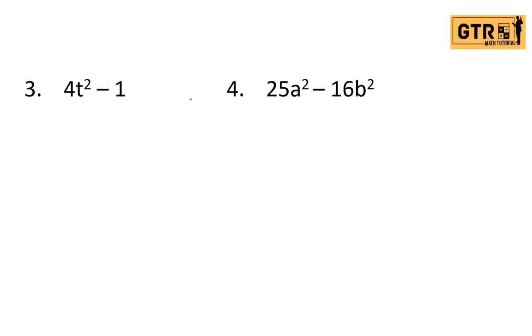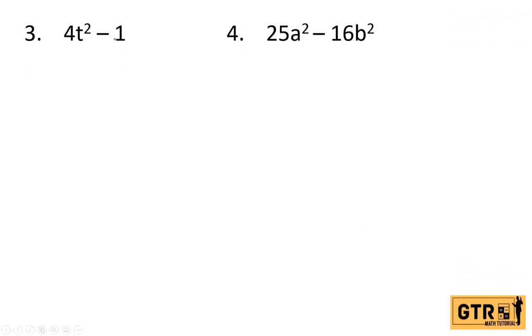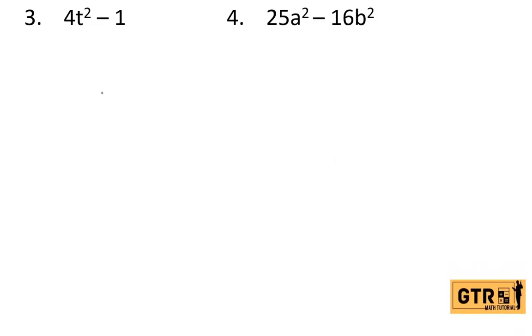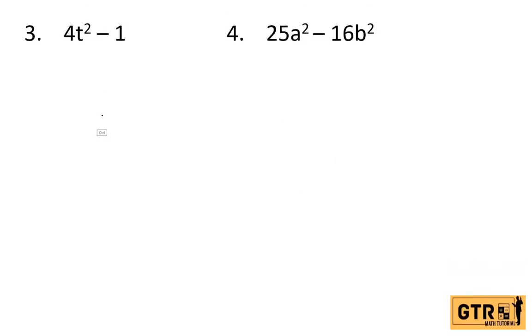Okay, so next example, 3 and 4. So we have 4t squared minus 1 and 25a squared minus 16b squared. So ang kailangan natin gawin ay i-express as square itong 4t squared. So yung 4, perfect square ang 4. Pwedeng isulat ang 4 as 2 times 2. Okay? And then t squared. So pwede itong isulat as 2t. Okay? So 2t, ayan, quantity squared, since 2 squared is 4 and then t squared is t squared.